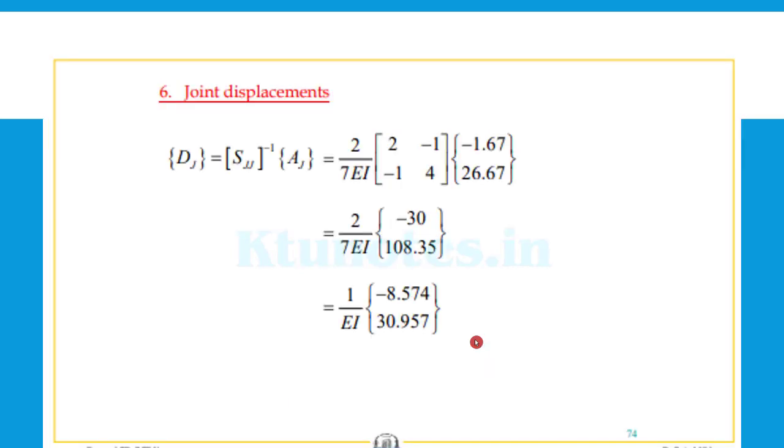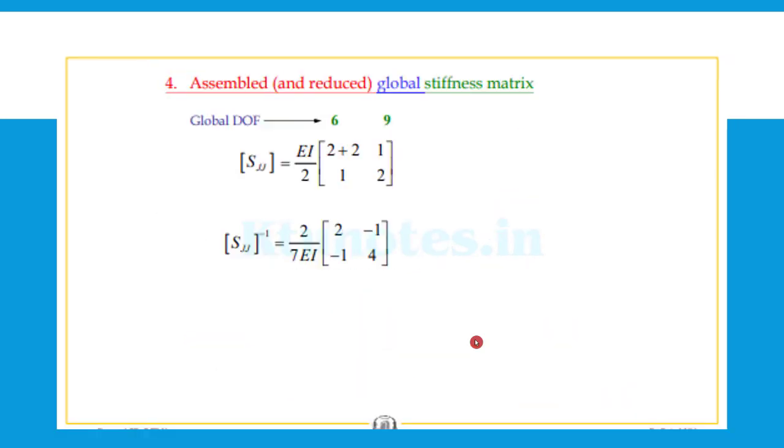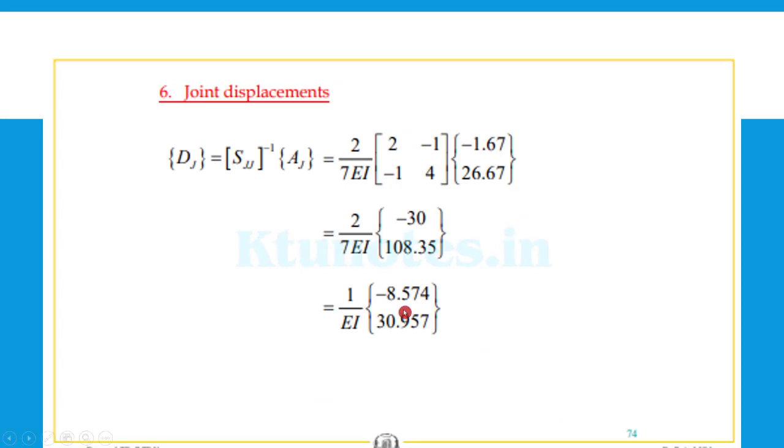The joint displacement DJ is equal to SJJ inverse into AJ, which is 2 by 7EI into 2, minus 1, minus 1, 4, which we have obtained just now, and into minus 1.67, 26.67, will give you the value 1 by EI into minus 8.574, 30.957.